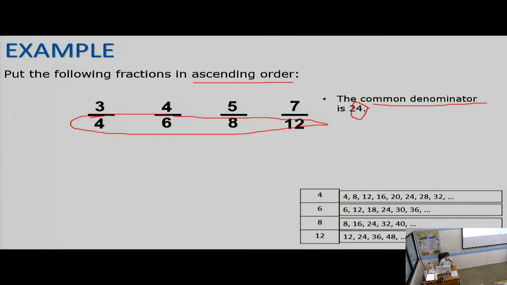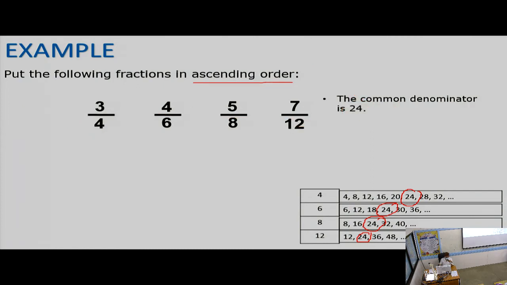You understand this? Now, why common denominator? Actually, it should be least common denominator. What is the number that they have in common? 24, 24, 24, 24. This is what you call the least common denominator. Again, look at the given denominators.